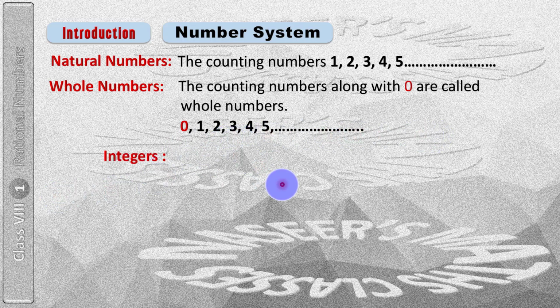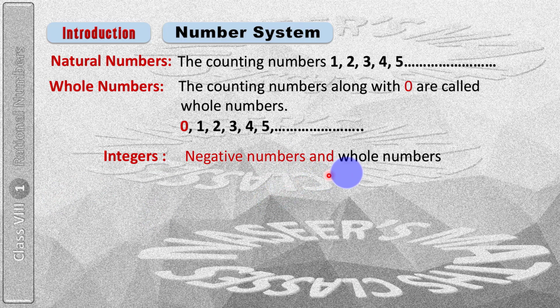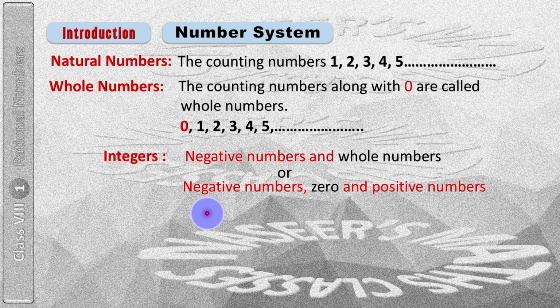And integers. Integers means negative numbers and whole numbers. That is, negative numbers, 0 and positive numbers. These are together called integers. They are represented with 0 in the middle; on the right side we have the positive numbers and on the left side we have the negative numbers. On the right side we have countless positive numbers and on the left side also countless negative numbers.